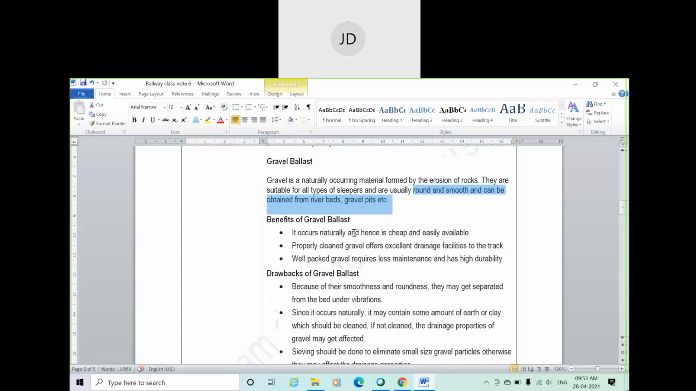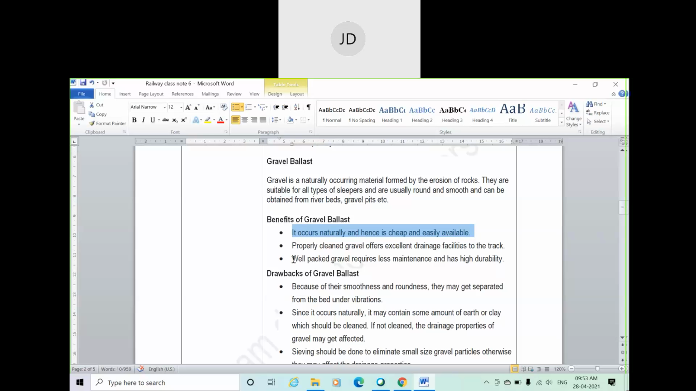Okay, let's discuss some benefits of that. Since it occurs naturally, it is cheap and easily available. Even in a country like India, where all around there are rivers and tributaries, it is very easy to get riverbed stone. That's why it is very easily available naturally, and hence very cheap. Next, properly cleaned gravel offers an excellent drainage facility to the track, since it is smooth and round. So the passage of water through the gravel ballast is very good.